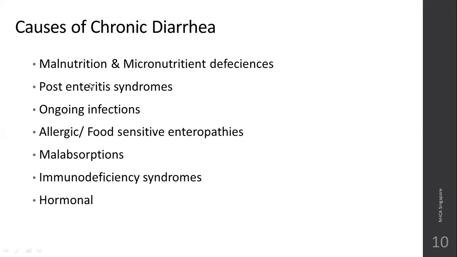Hormonal: vasoactive intestinal peptide syndrome or thyrotoxicosis, too much of thyroid medication if the mother was taking during pregnancy, that could also lead to some toxic effect on the child and cause hormonal shift in the child, that is hormonal.